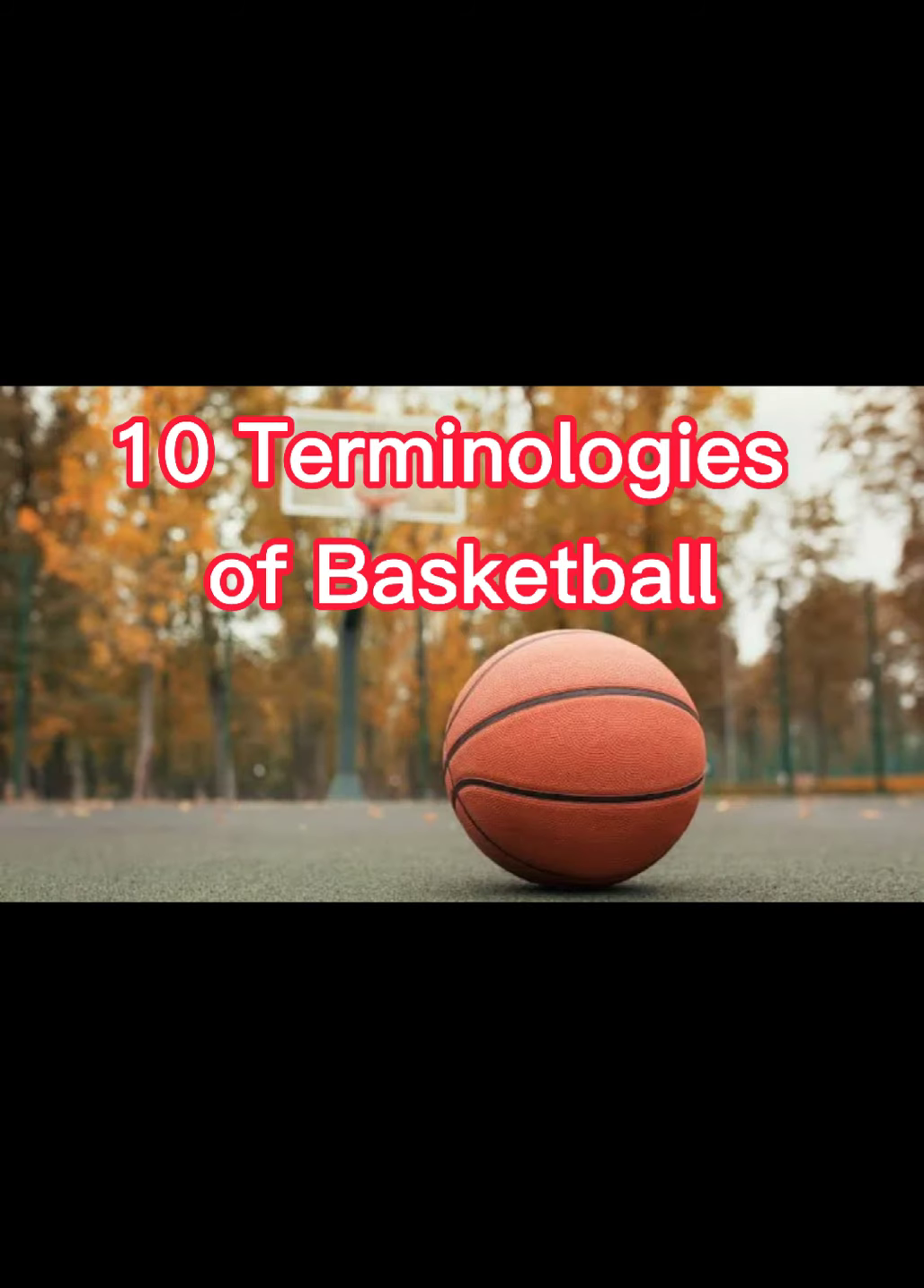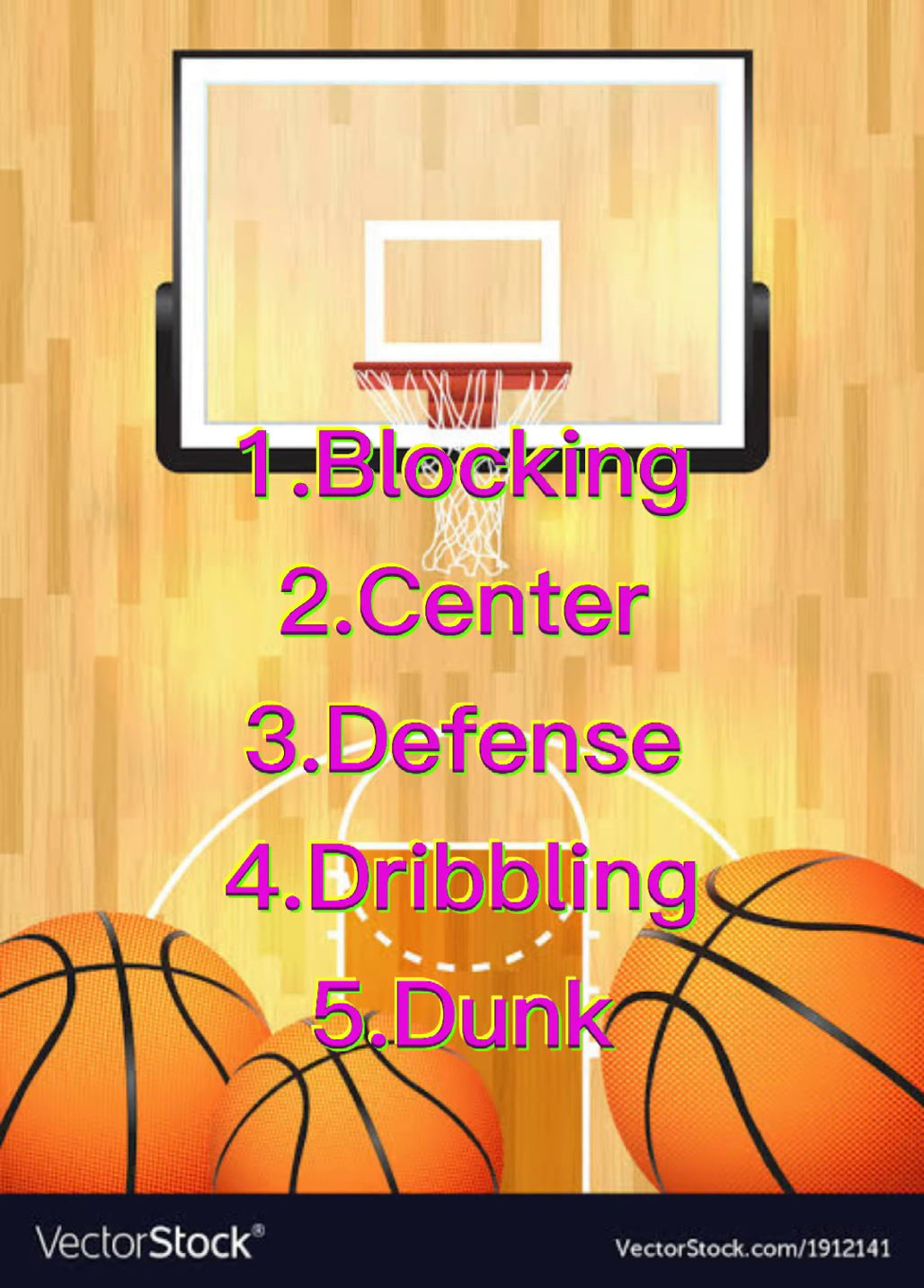10 terminologies of basketball. Number 1. Blocking. A foul committed by obstructing an offensive player with your body. Number 2. Center. Typically the tallest player on the court who plays closest to the basket. Number 3. Defense. The team without possession of the ball. Number 4. Dribbling. Bouncing the ball off the floor repeatedly without picking it up.